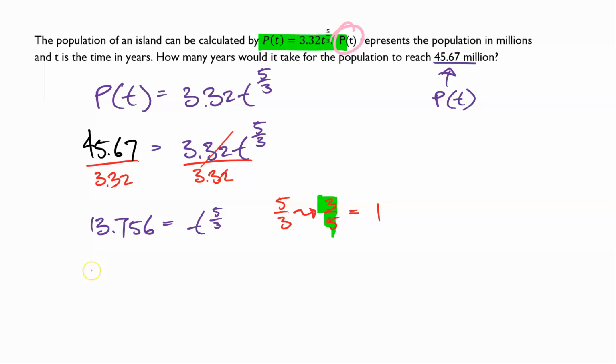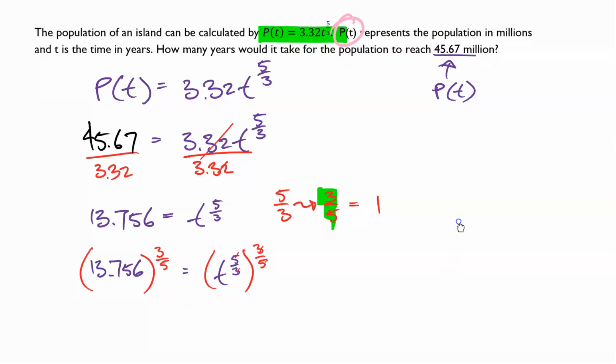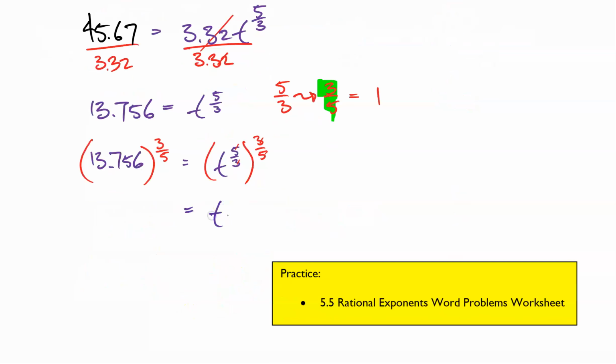So we have 13.756, and we're going to put this to the exponent 3 over 5. Because if we do that, we know that the right side will be t to the exponent 5 over 3 raised to the power of 3 over 5, which will cancel out. The 5s will cross out, and the 3s will cross out, and I'm just going to get t by itself, which is what I want. And here I have 13.756 raised to the exponent 3 divided by 5, all in brackets. And I have a new number, which is 4.82.